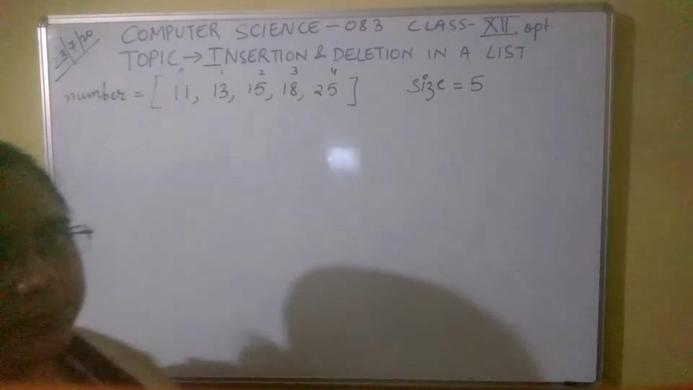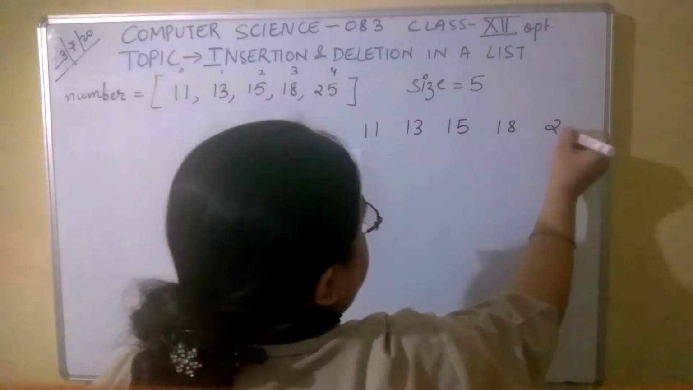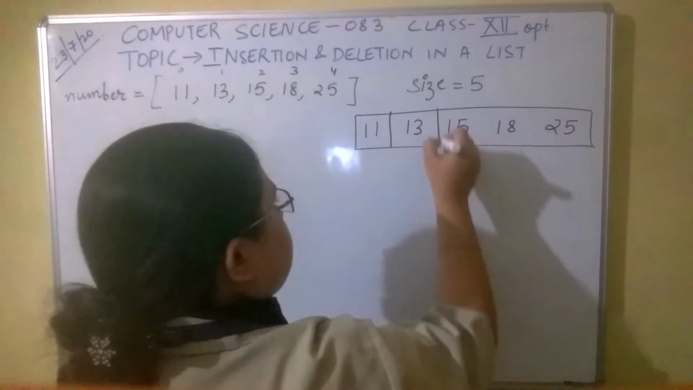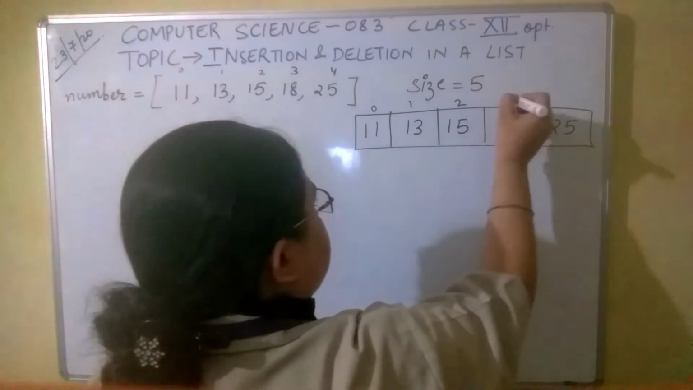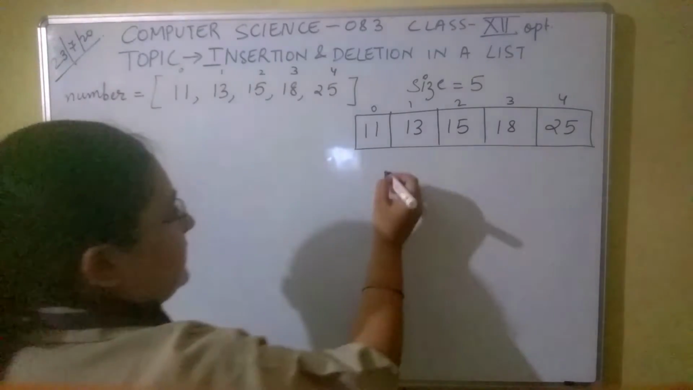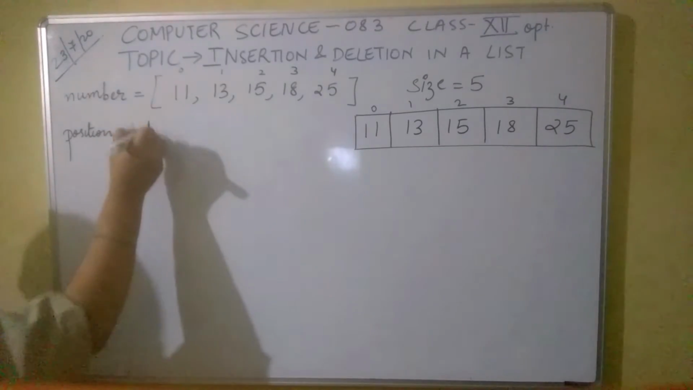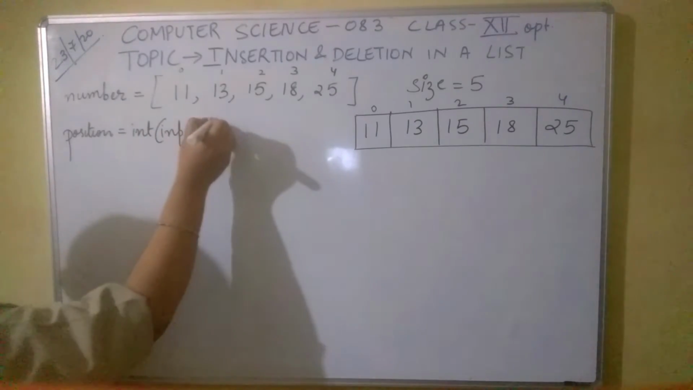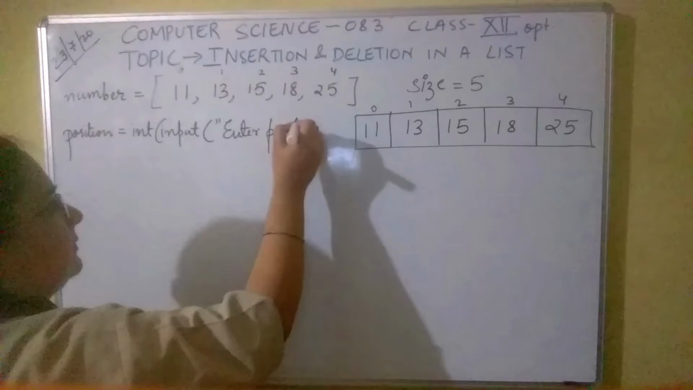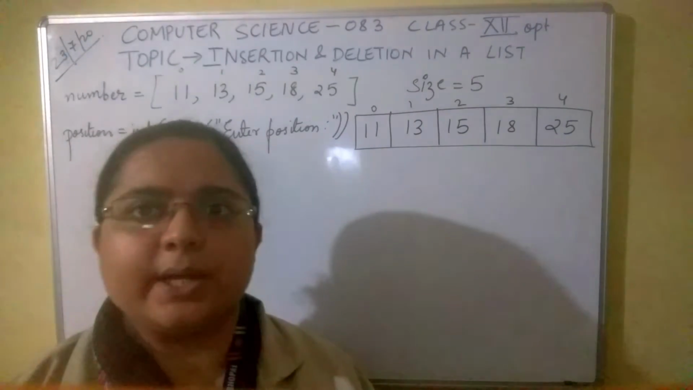Now to delete an element from a linear list, I will be drawing the list here. In order to delete any element, we need to first ask the user for the position from where the element has to be deleted: Enter the position of the element which is to be deleted. We are going to enter it over here.